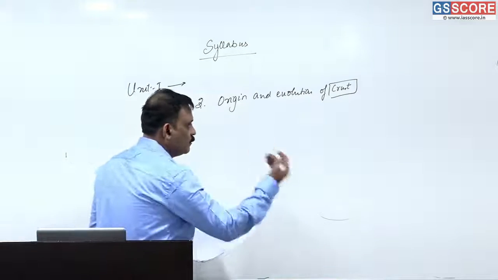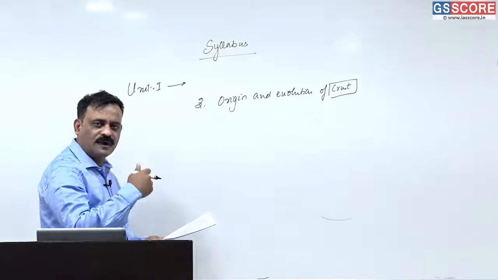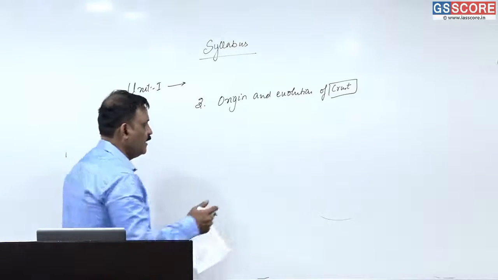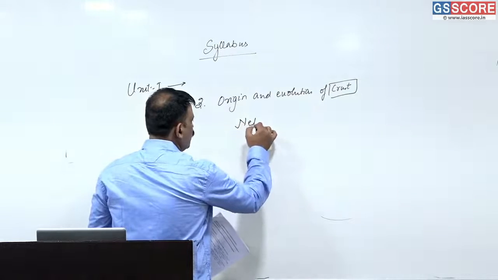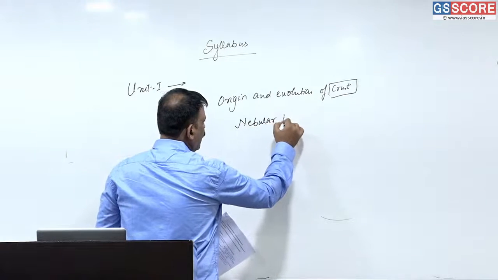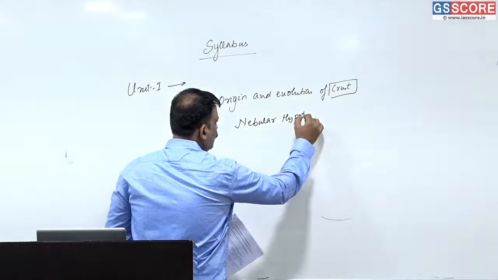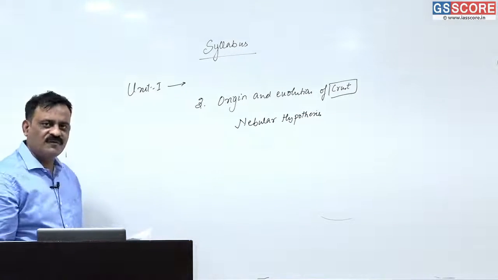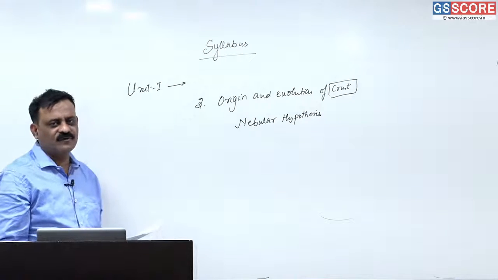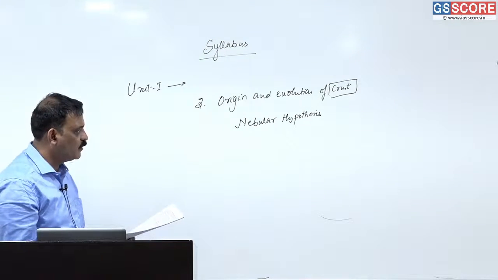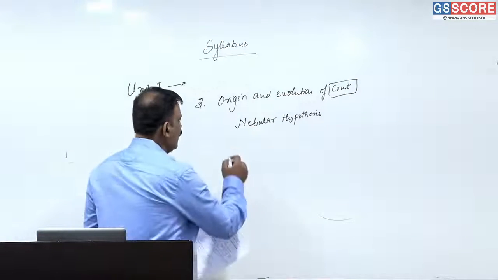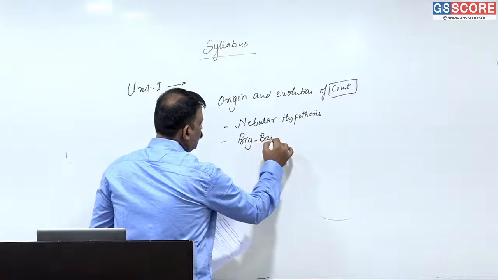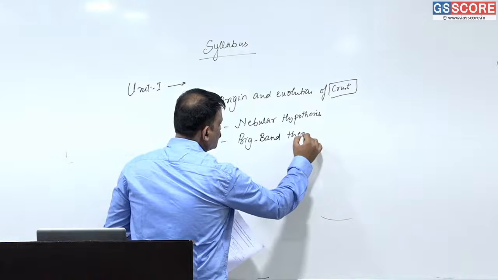Okay, but before that you need to go through the origin of the universe, how the universe originated, and for this you are expected to study the nebular theory, the nebular hypothesis. The origin of our earth is associated with the origin of our solar system. So you will be going through this nebular hypothesis and also the Big Bang theory.